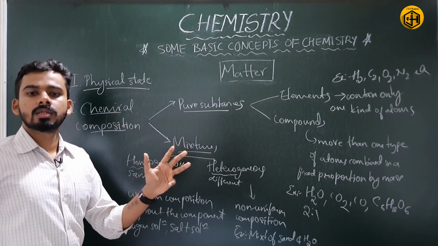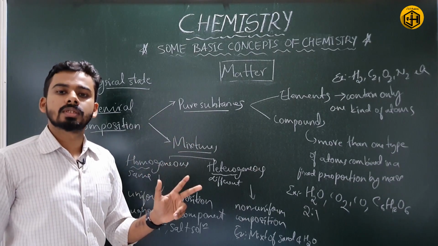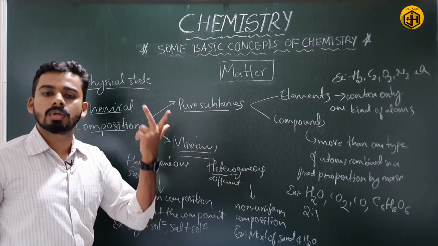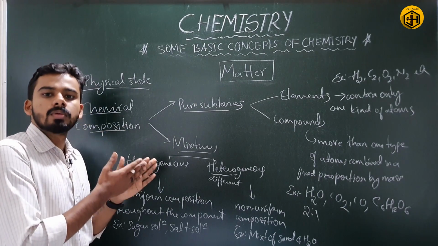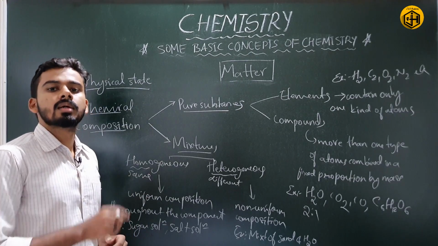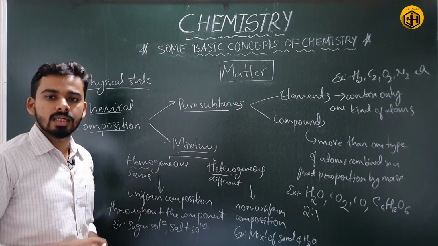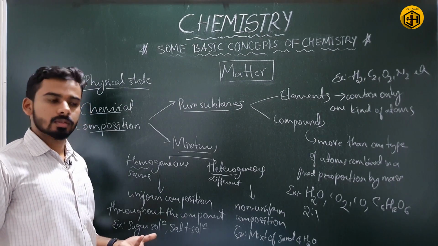Solids have fixed volume, fixed shape. Liquids have fixed volume but not fixed shape. Gases do not have fixed volume, fixed shape. In solids there is no space between the molecules. In liquids they have less space between the constituent particles. In gases they have very large space between the constituent particles or molecules.